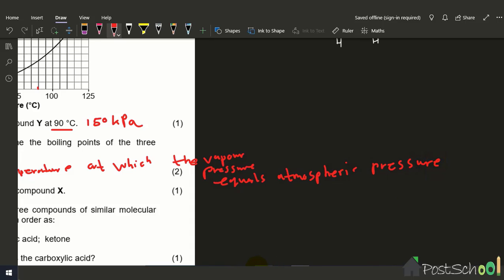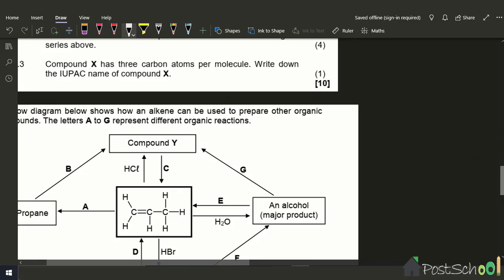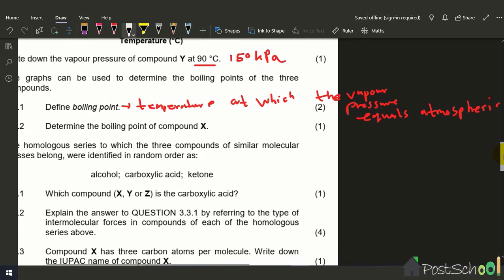So you see, one is like external pressure. So the marks are based on indicating those two things: vapor pressure equals atmospheric pressure. Just easy, 2 marks. The definition is short and simple. The temperature at which vapor pressure is equal to atmospheric pressure.